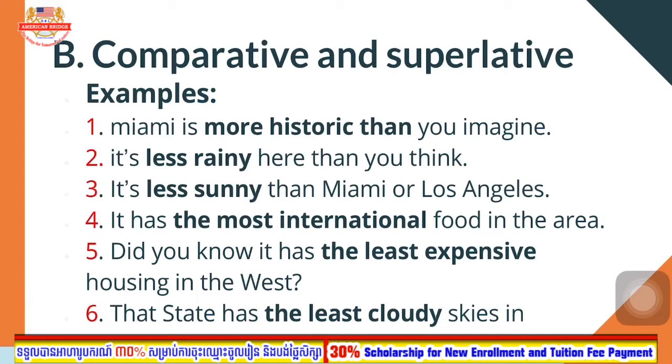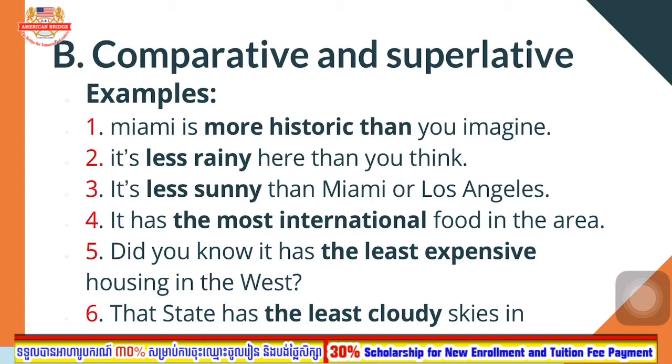Okay. Good. Number two, it's less rainy here than you think. So look at this, less rainy. Rainy is an adjective, so we use less before an adjective over here to talk about something that is not enough. Number three, it's less sunny than Miami or Los Angeles. So look at sunny over here. Sunny is an adjective, but we use less before it to say that something is not too much.